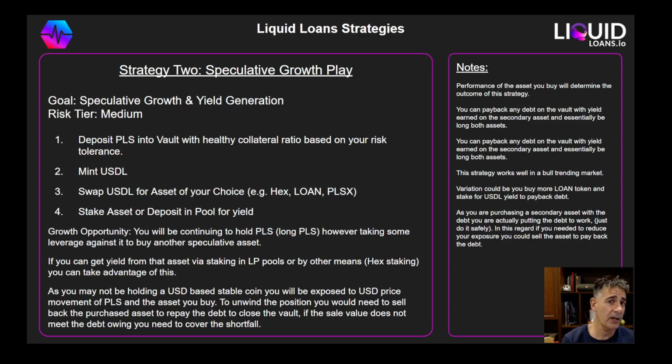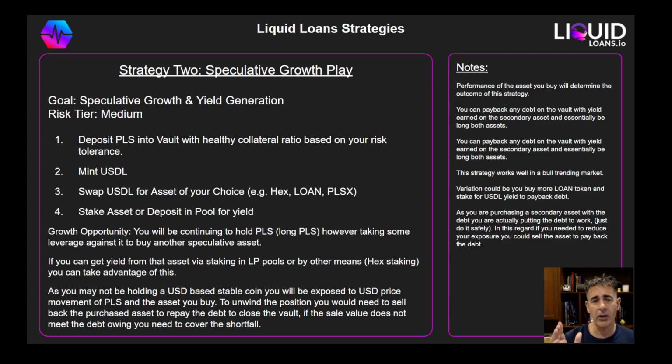Now, if you've purchased HEX and you've locked it up for 6 months and the price moves, do you think you can get that out quickly? No. So just think what the strategy is you're doing and adjust the collateral ratio on the vault accordingly for what strategy you are using, what asset you're purchasing.